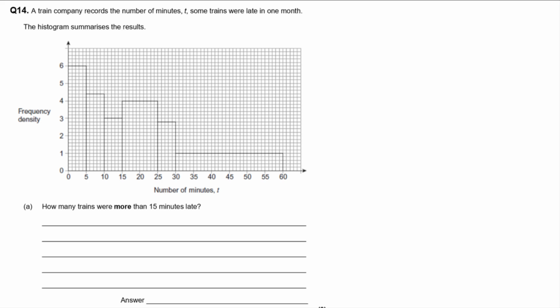Okay, so more than 15 minutes is going to be all of the bars to the right of 15, isn't it? So it's going to be this bar, and this bar. We need to know the frequencies of those 3 bars. Now remember, frequency in a histogram is class width times frequency density. It's the opposite of how we found frequency density earlier. We found frequency density by dividing frequency by class width. So to get frequency back again, we need to multiply frequency density by class width.